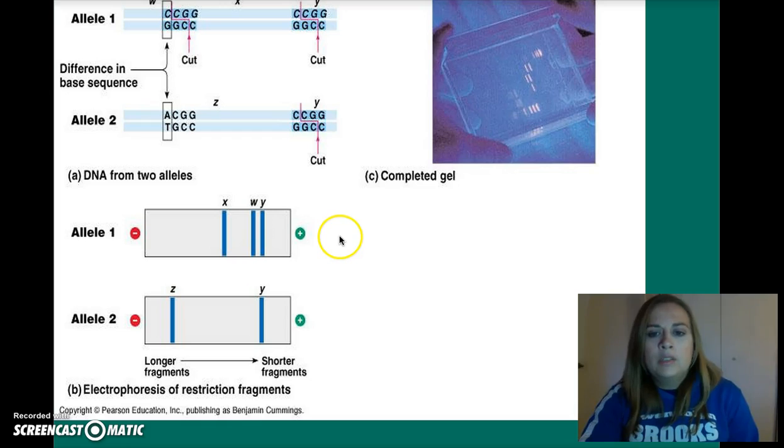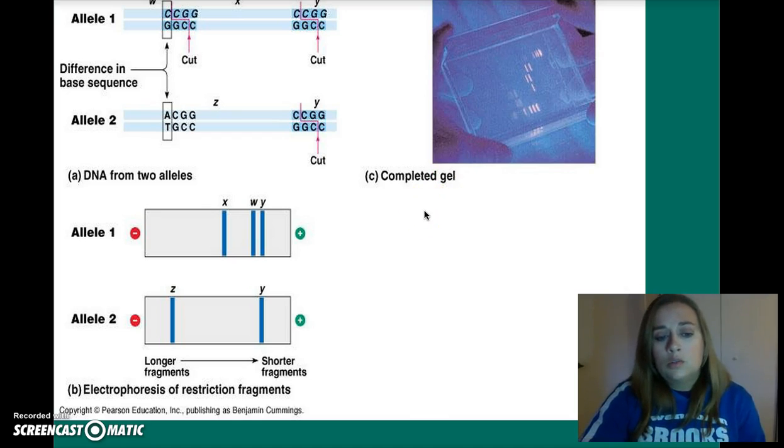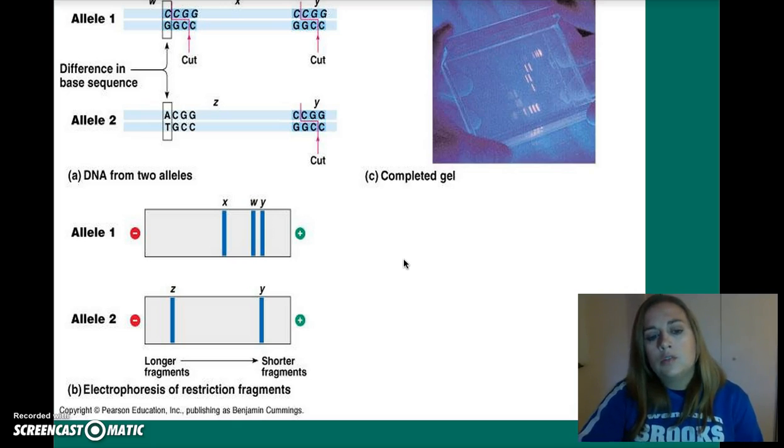And so what happens is you've got these different bands of DNA segments that are moving a certain distance. The distance is controlled by how large the fragments are. So larger DNA fragments are not going to move as far in a gel as shorter DNA fragments. So it's kind of like anything else.